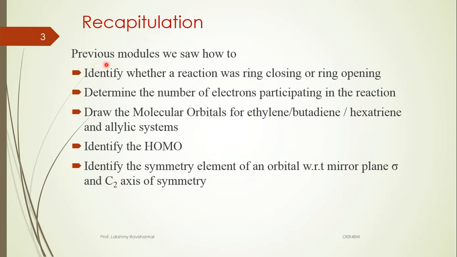A quick recap of what we have done in the previous modules, which would help us to understand this module better. We have seen how to identify whether the reaction is a ring closing or ring opening, and also determine the number of electrons which are participating in the electrocyclic reaction. We also saw how we can draw the molecular orbitals for ethylene, butadiene, hexatriene and the allylic systems, how to identify the HOMO, and how to identify the symmetry element of an orbital with respect to the mirror plane and the C2 axis of symmetry.